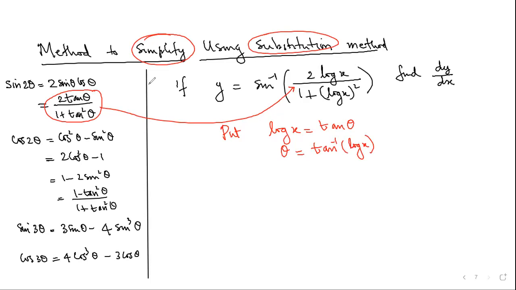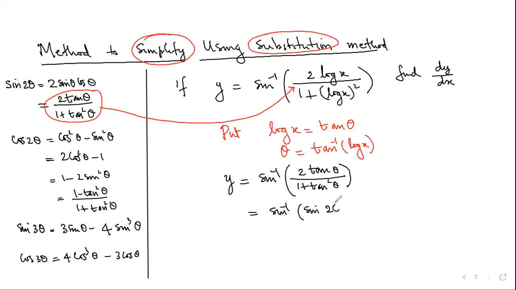Now what happens to y? Just see what happens to y. So y will be sine inverse of 2 tan theta upon 1 plus tan square theta. And that became sine inverse of sine 2 theta. Agreed? Everybody should tell me yes, if any difficulty. That became 2 theta.